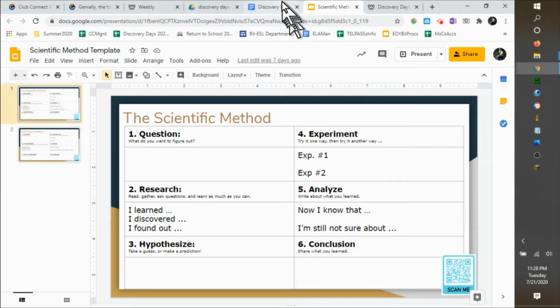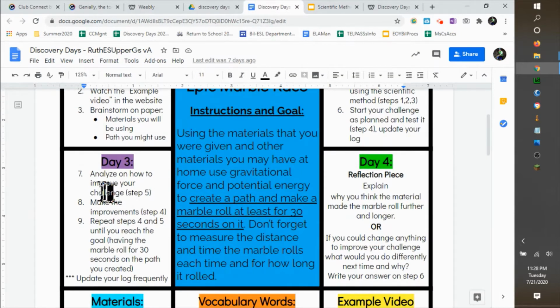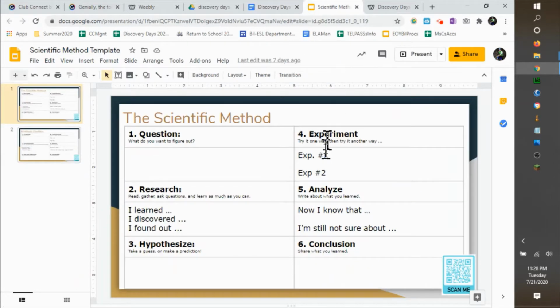Now, on day 3, number 7, it says analyze how to improve your challenge. Well, basically, this is this step. Okay? Write about what you learned. Now I know that, and I'm still not sure about, and then you need to write those things. For example, now I know that if my ramp or my bottles are too steep, they're gonna move faster, and I need them to go slower, right? So that's how you think.